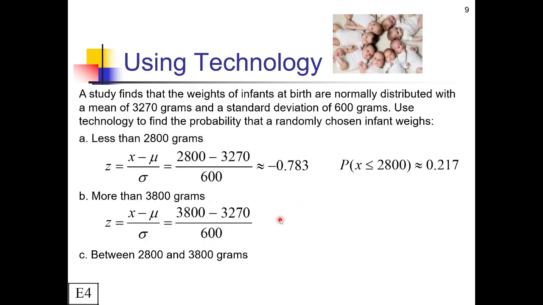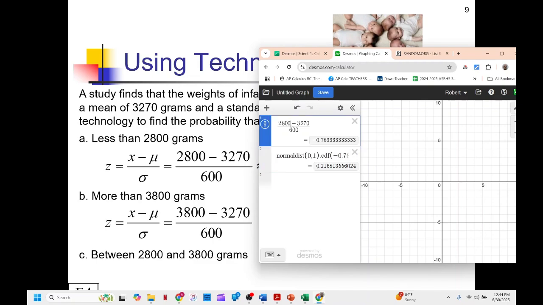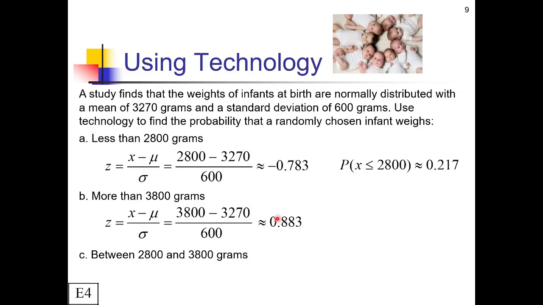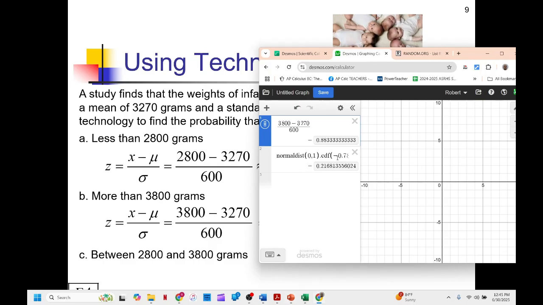Let me go back into Desmos, and I'm just going to borrow my first entry here. I'm going to change this 2,800 to a 3,800, because why reinvent the wheel? That comes out to 0.883. Now I will plug that in to get a value. So I'm going to go back into my CDF function here, and I'm going to make this 0.883. I do have to be careful though, because this value that it's giving me right here is actually all the stuff to the left of 3,800 grams.